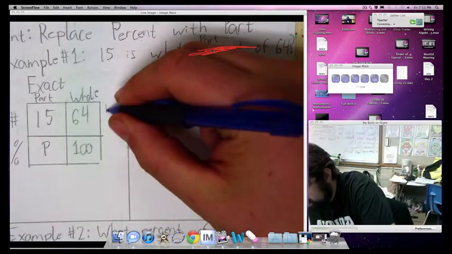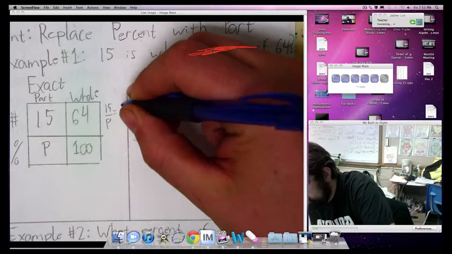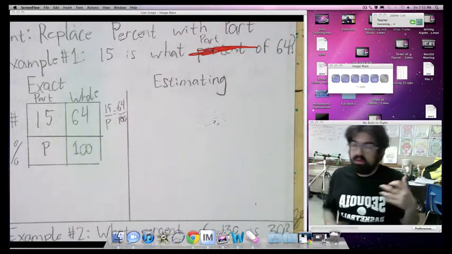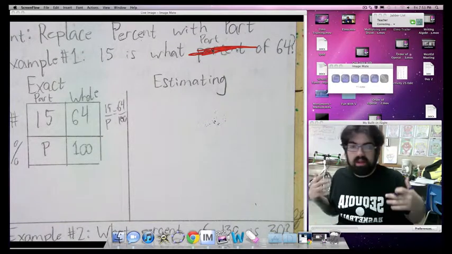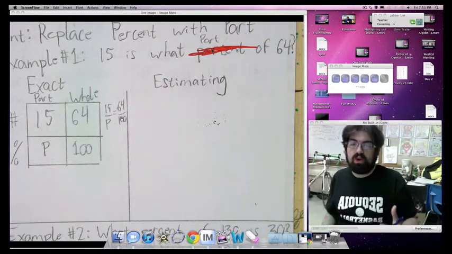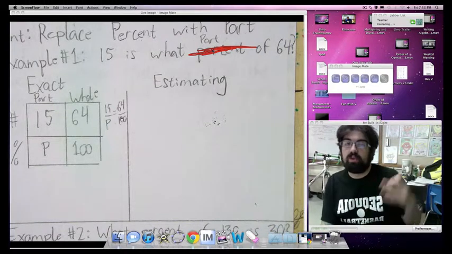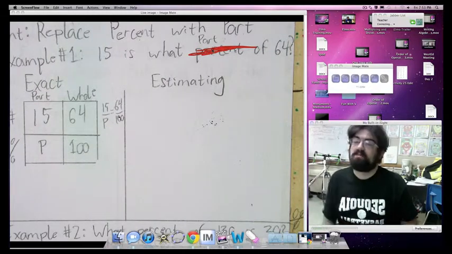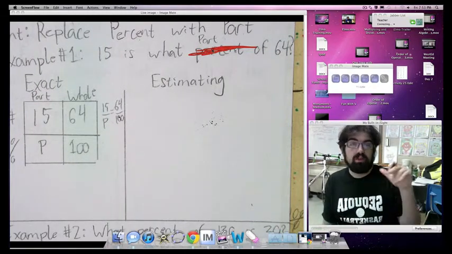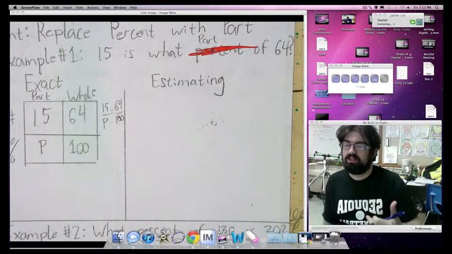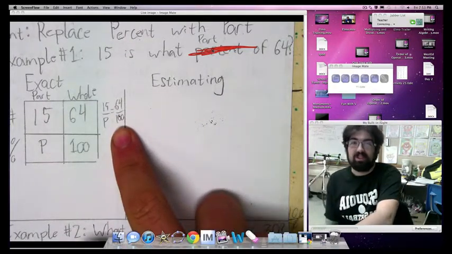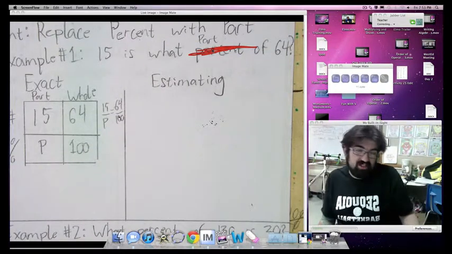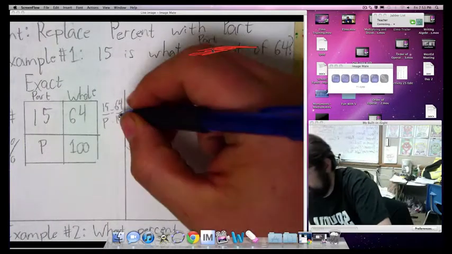We got 15 over P is equal to 64 over 100. Variables in the denominator, it's a proportion. I have to cross multiply. Now, you might say, wait, Mr. V, you always say to simplify the fraction. I can definitely take 64 and 100 and divide top and bottom by 4. You're totally right, you can. Here's the deal. I don't simplify if this is 100, because 100 is just going to move the decimal, and it's not going to really do anything. So it's actually easier just to leave it in this case. So I'm going to do that.